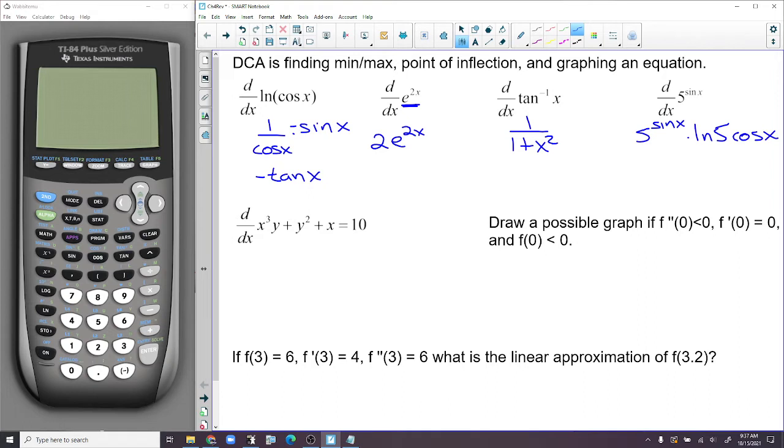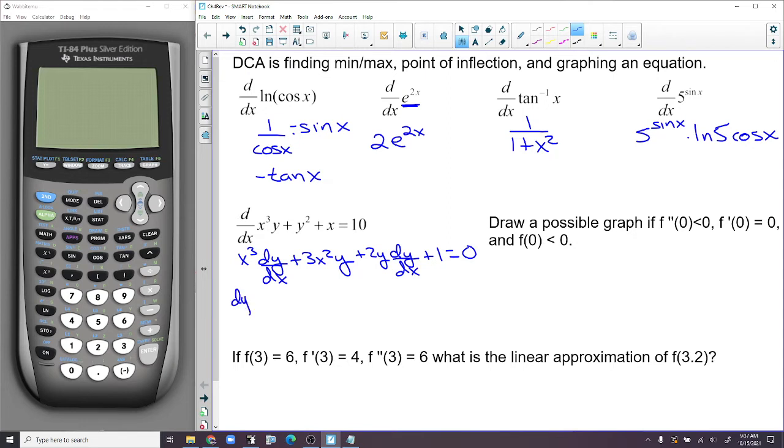So then we get into implicit. First times the derivative of the second, plus the second times the derivative of the first. So there's the product rule on x to the third y, plus 2y dy dx, plus 1 is equal to 0. Don't forget to take the derivative of everything. If you go a little too fast, you'll leave it as 1, and then you won't be able to find the answer if this was multiple choice.